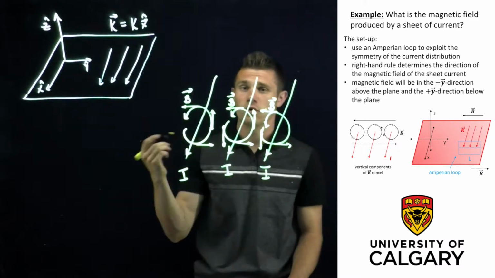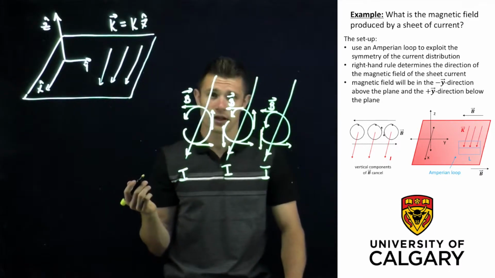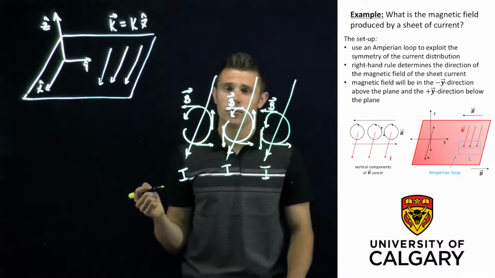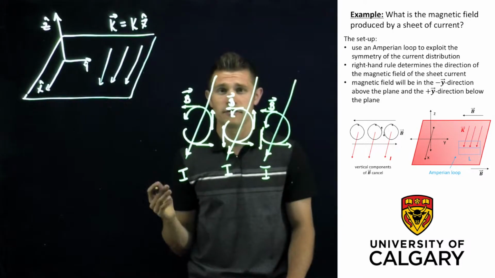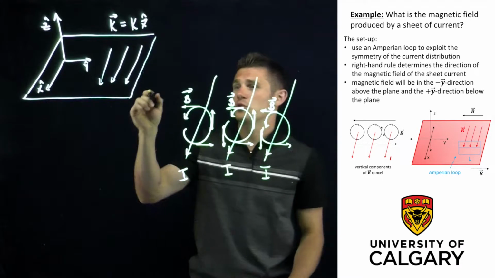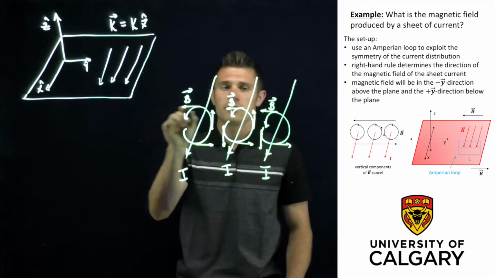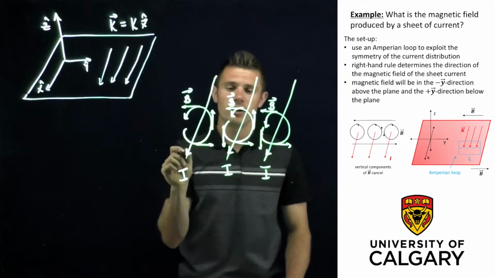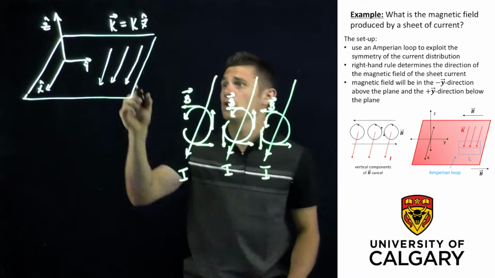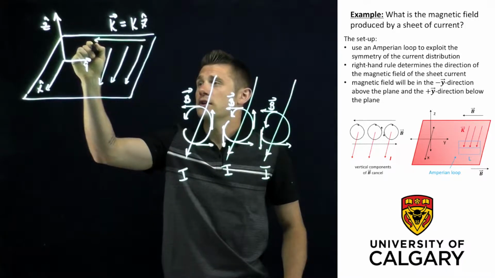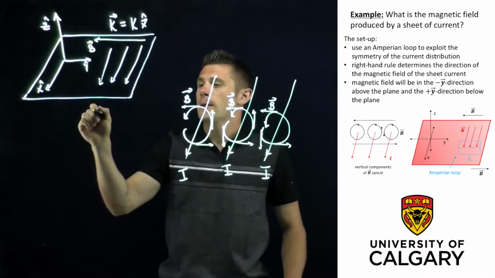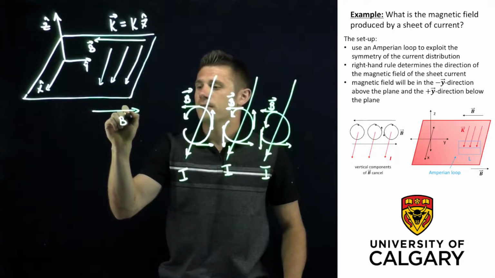Of course, there's no magnetic field in the direction of the line of current, so there's also no x hat component. And we're going to be left with only a magnetic field in the y hat component, which will be pointing in the negative y hat direction above and the positive y hat direction below the plane. So here's the magnetic field above, and here's the magnetic field below.